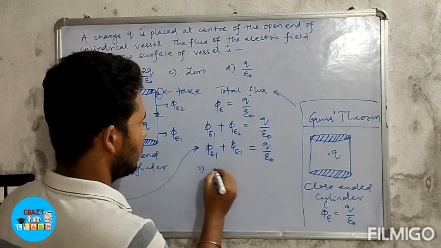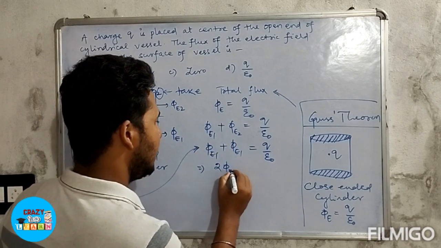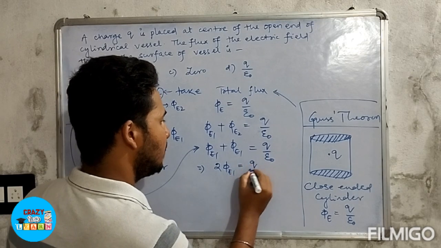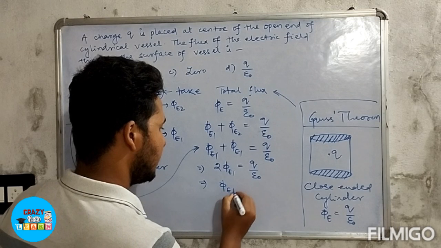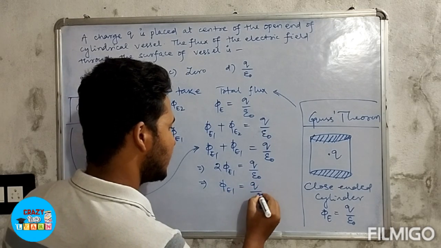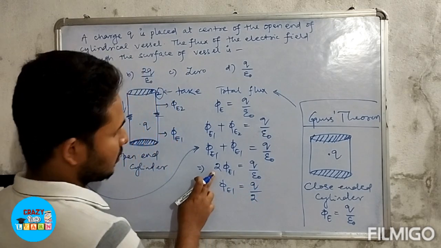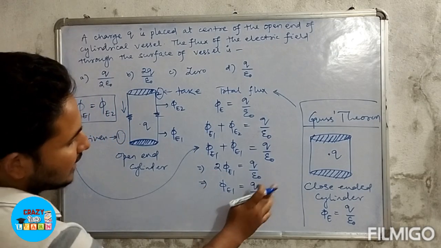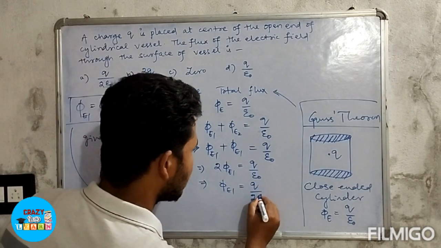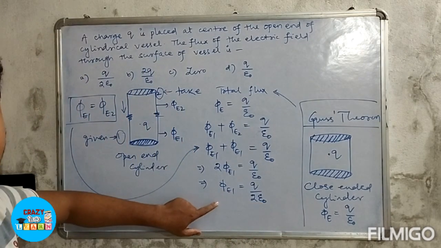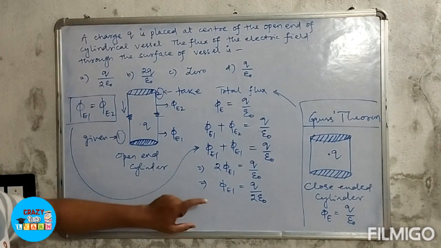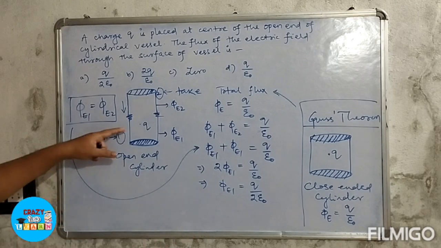So 2 phi E1 is equal to Q by epsilon naught. So phi E1 is equal to Q by 2 epsilon naught. यहाँ पर the 2 is multiplied here. When we move to the right hand side, it will be divided. So Q by 2 epsilon naught. So phi E1, what is phi E1? Phi E1 is the electric flux linked with the open-ended vessel only.